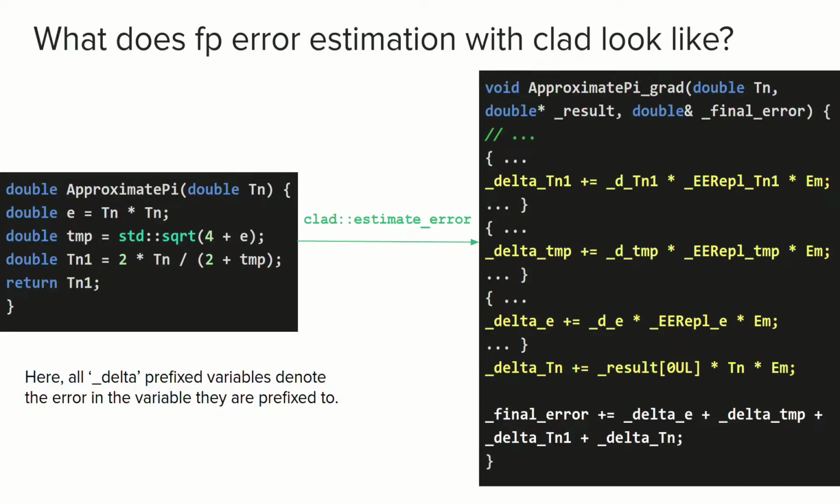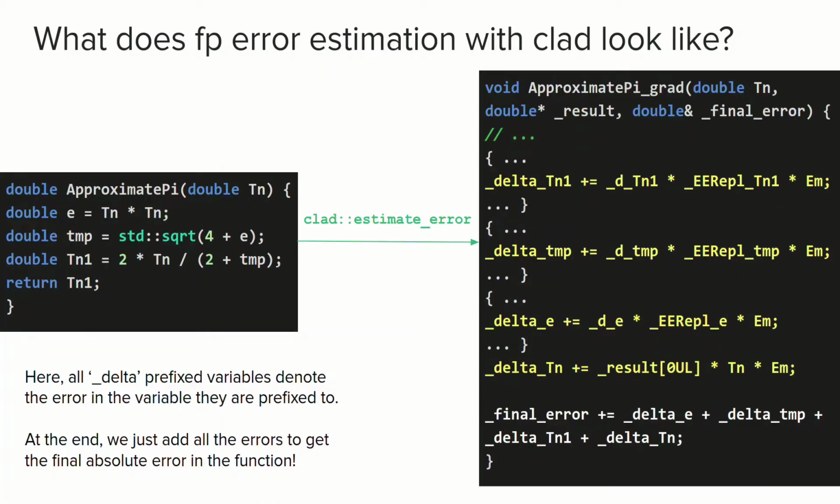And again, here the result 0 actually signifies the derivative of f, as in approximate pi, with respect to the input tn1. And at the end, you can see there is a final error, which, as the name suggests, is the final error in the approximate pi function because of all the floating point operations. That is basically the sum of all of the delta underscore star variables that we created. So yeah, that's about it. And since this final error is a reference, it is also an output. So that's how clad calculates the final error in a function.